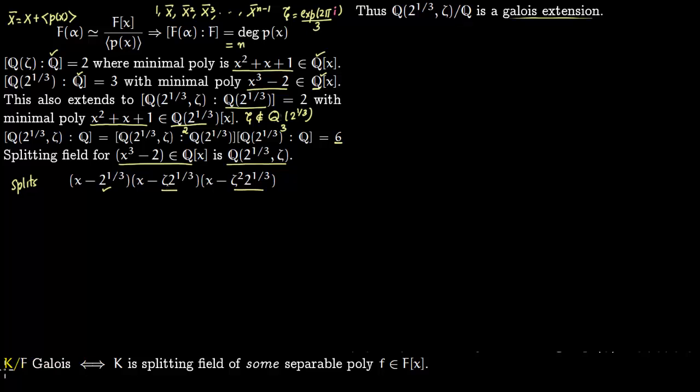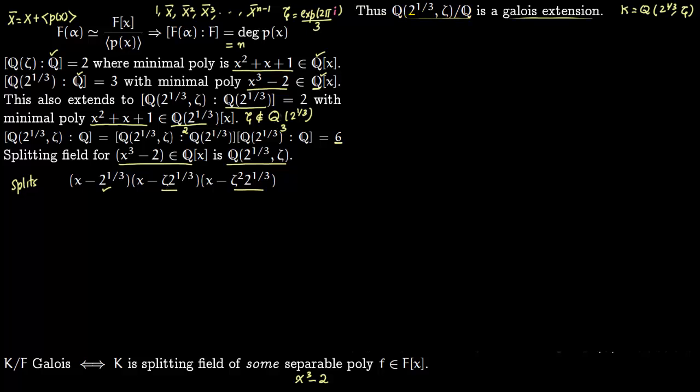So again, for this, notice that K over F is Galois if and only if K is the splitting field for some separable polynomial f in F[x]. So we are taking K as our splitting field. To Q you have adjoined 2^(1/3) and zeta to it, and our F is simply the rationals. So what is the separable polynomial? The separable polynomial was this, x cube minus 2. You can see its roots are distinct. So we have that this is a Galois extension. So what is the group of automorphisms of it?